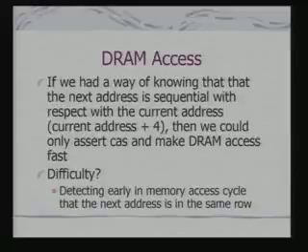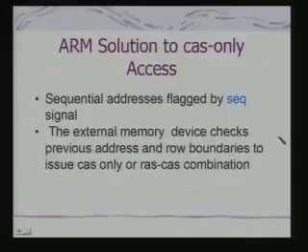So I need to know that the next access is a sequential access, and I need to detect early in the memory access cycle that the next address is in the same row. For that, the sequential signal, SEQ, which comes out of the ARM, is an ideal source of that information. So sequential addresses are flagged by the SEQ signal which comes out of the ARM. The external memory device checks the previous address and row boundaries to issue CAS-only or a RAS-CAS combination, because not all sequential addresses can be satisfied by CAS only, as I may go from one row to another. So the memory controller will decide whether to generate only CAS or both RAS and CAS.